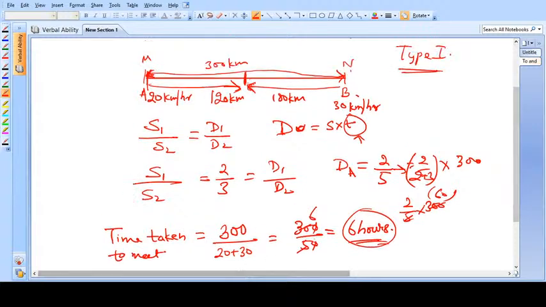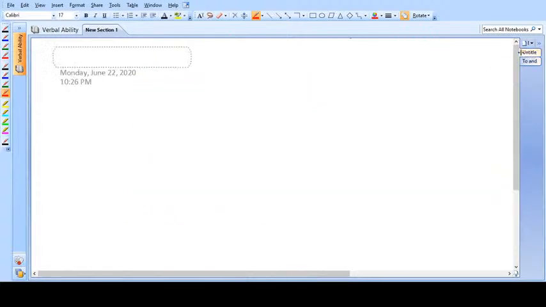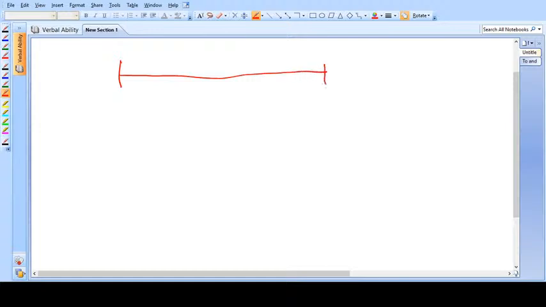There are two types of questions encountered here. These questions would be, let's move to the next page. Suppose there are two terminals, this is M, this is N, A starts from here and B starts from here, right? So A will be going in this direction and B will be going in this direction, right?